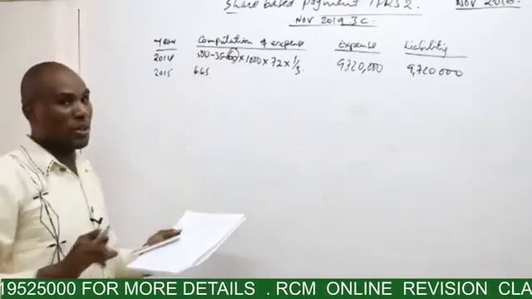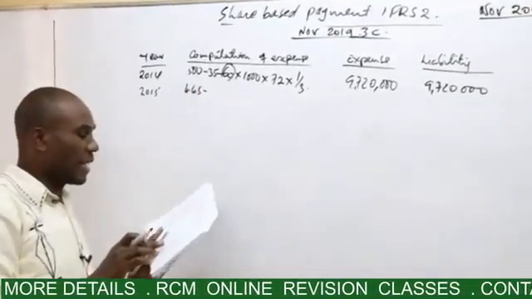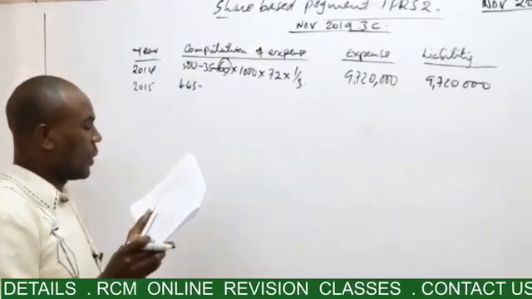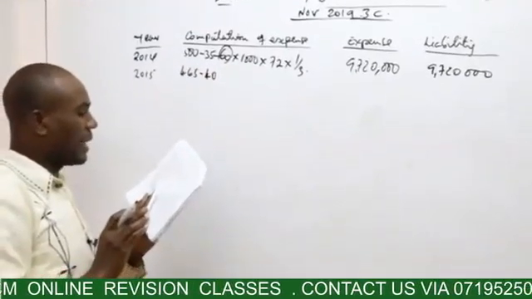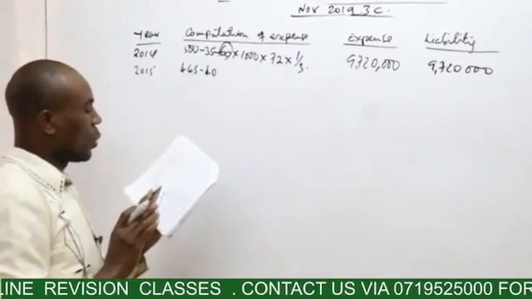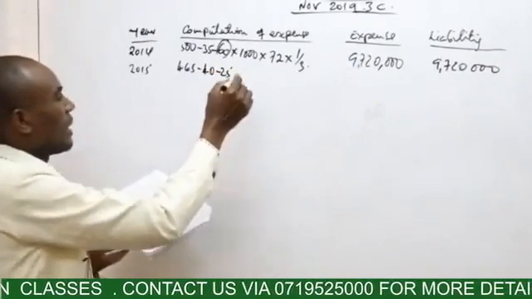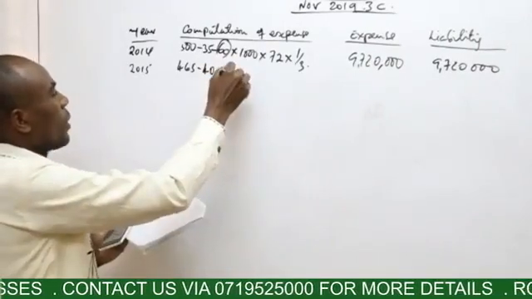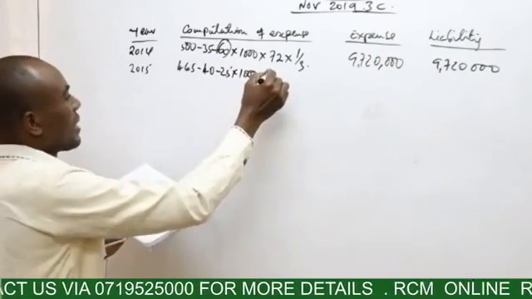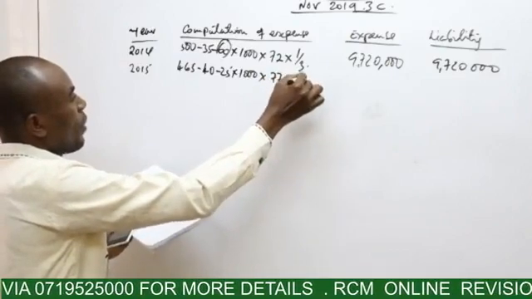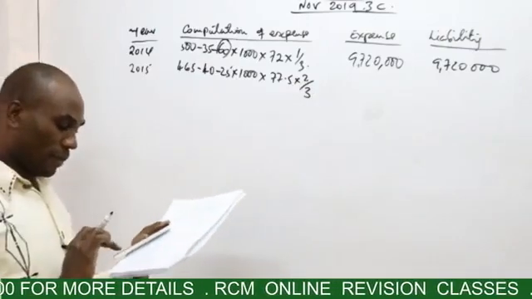Then in year 2, good students, the examiner is saying that during 2015, 40 employees leave, and the company estimates that a further 25 employees will leave in year 2016. Therefore, we estimate that 25 will leave in year 2016. Then you multiply by 1,000. Then you multiply by the fair value, which is 77.5. You multiply by 2 over 3.